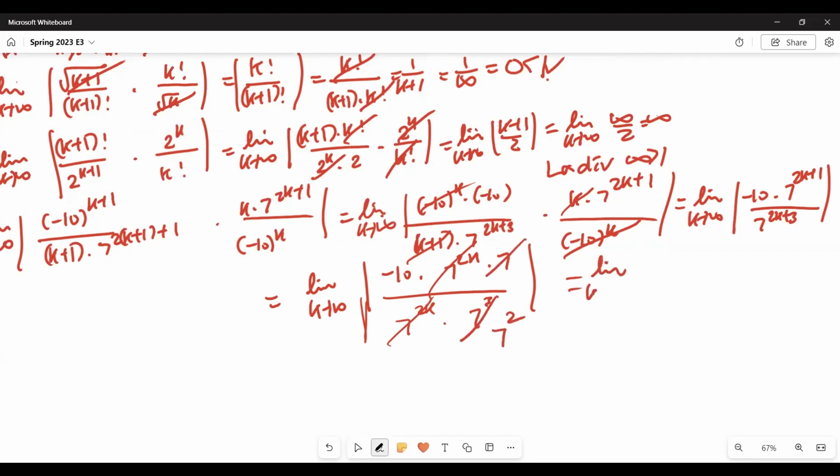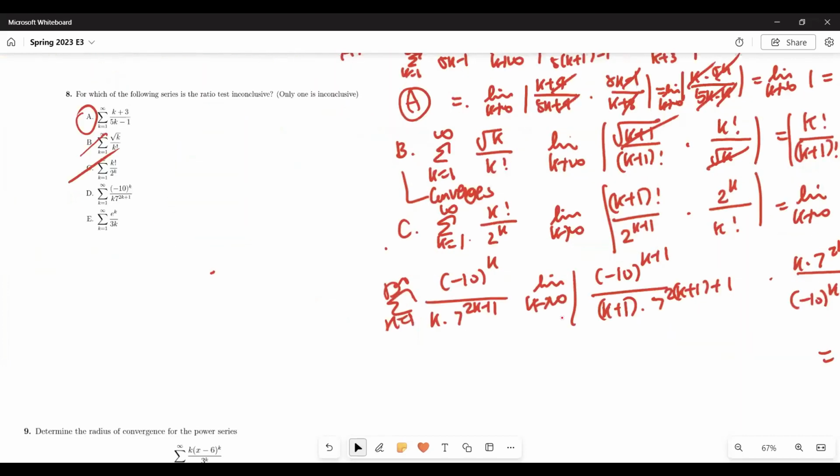So limit of k goes to infinity, negative 10 over 7 squared, which is 10 over 49. 10 over 49 is less than 1, so you can say that it's converging. That was a long one, right?